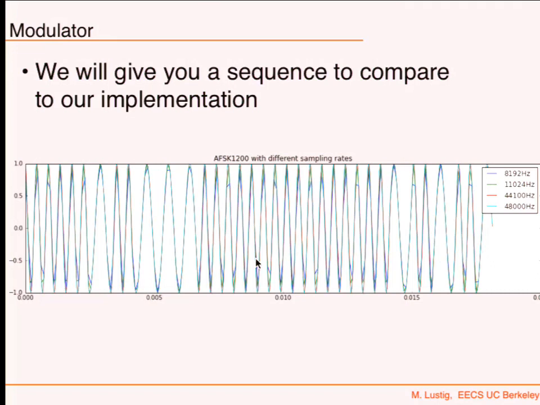So you'll be able to validate at least that this works for you. And so then you can generate a valid AFSK 1200 no matter what bit rate, no matter what sampling rate you're going to be doing.